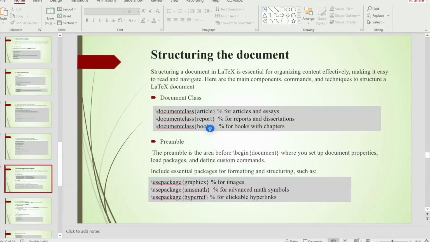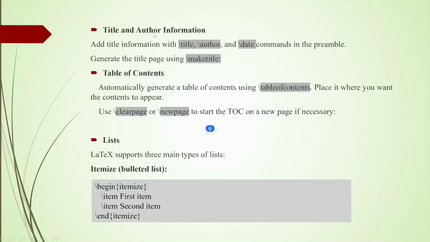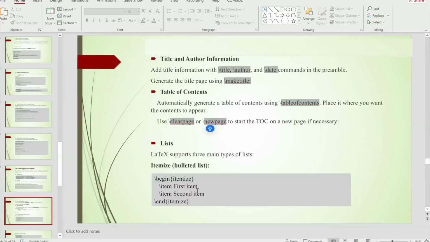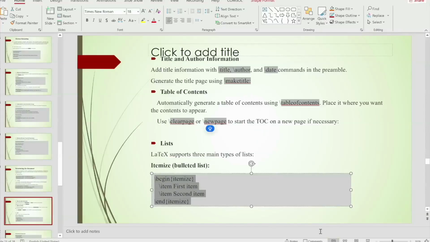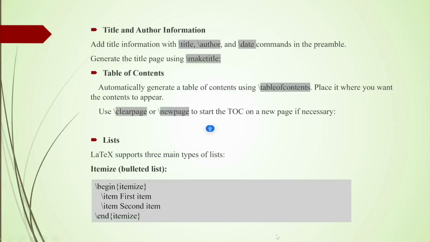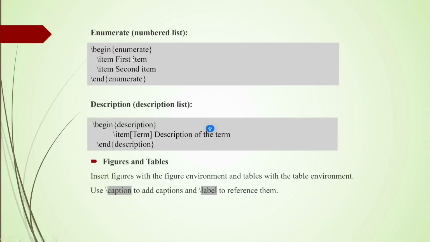Next, for title and title information we can use title and make title, which we have already learned in some earlier slides. For table of contents we have to write table of contents. We can use lists, such as the bullet list with item, and this is the code for the bullet list. Similarly, there are some other lists also. We can enumerate them by using this format. And we can also use a description list.